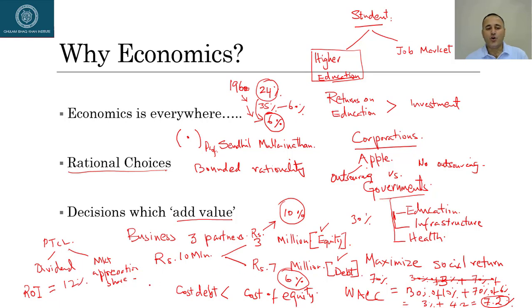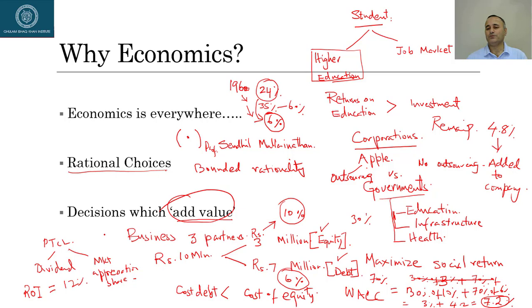Suppose the return on the investment of a company is 12%. It means that 7.2% will be paid out to equity holders and debt holders, and the remaining 4.8% is added to the company. And that is the added value.